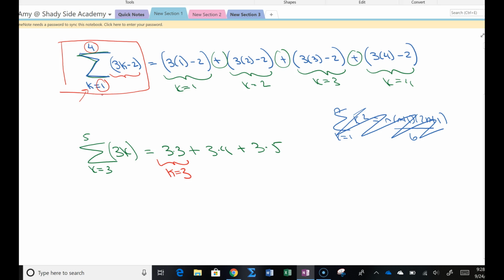The other thing that's nice about starting at k equals 1 is that the upper limit of summation will always correspond to the number of terms you're adding. Do you see here we go from k equals 1 to 4? Well, there are 4 terms: 1, 2, 3, 4.